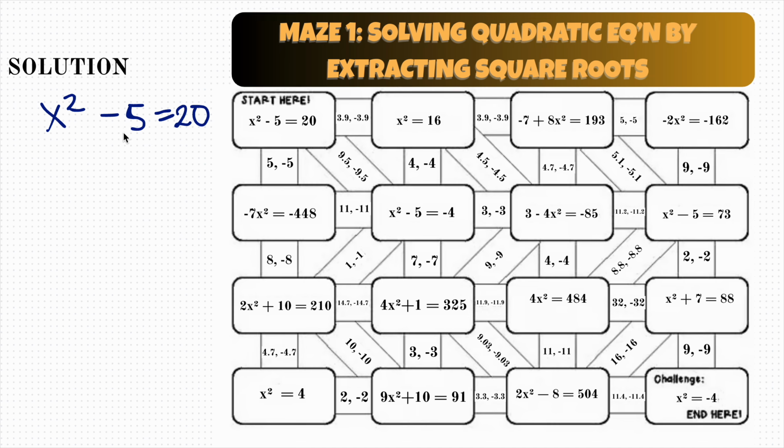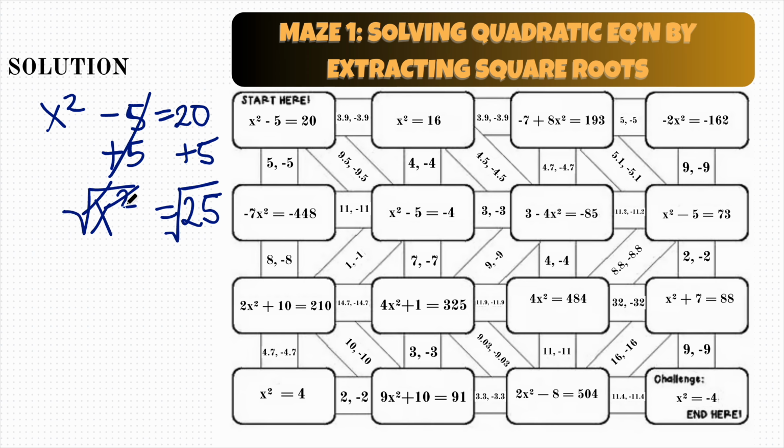The first thing that we need to do is to basically eliminate negative 5, or get rid of negative 5, by adding 5 to both sides. So negative 5 plus 5 will be cancelled, and then x squared equals 20 plus 5, which is 25. Now, what we're going to do is to apply the square root principle. Applying it, we have to cancel the square and the square root. The remaining would be x equals square root of 25.